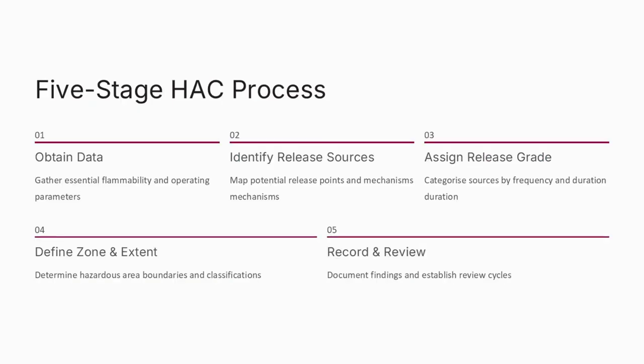So, five stages of HAC. Firstly, obtain data on your products to find out if they are flammable, how easy they are to ignite, what the type of explosion violence is, and whether you have got isolation in place.